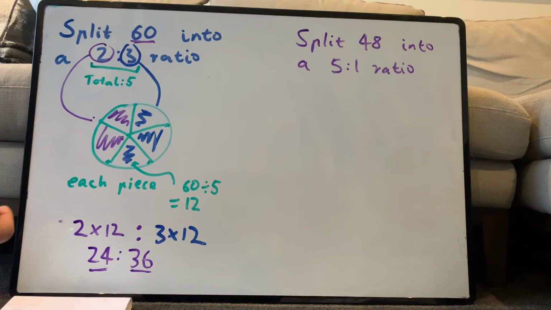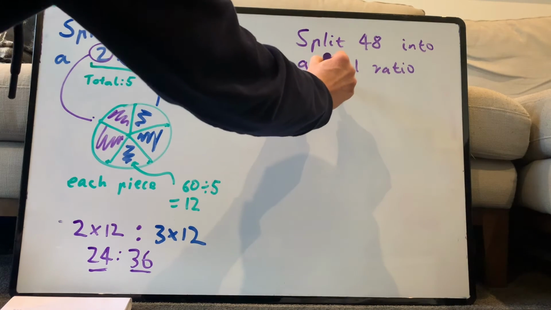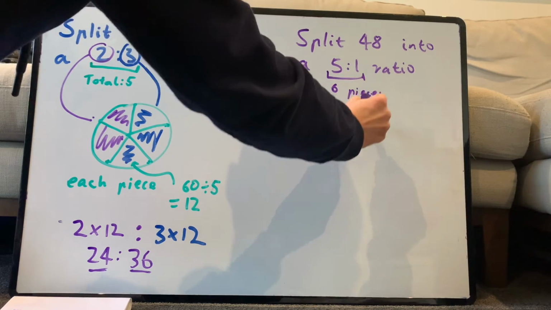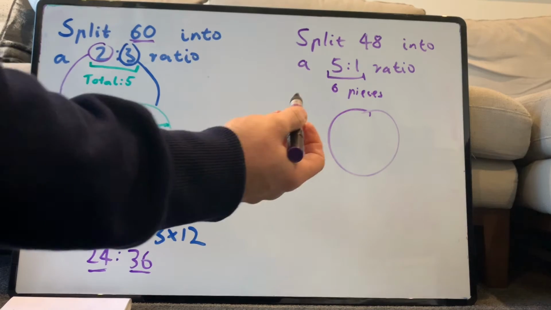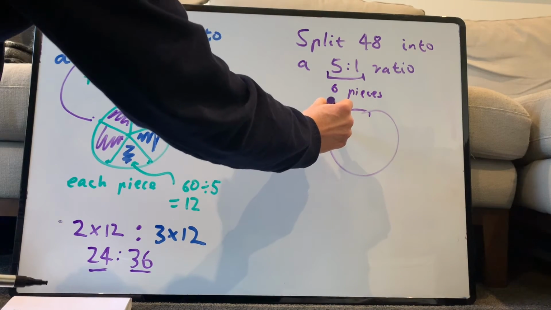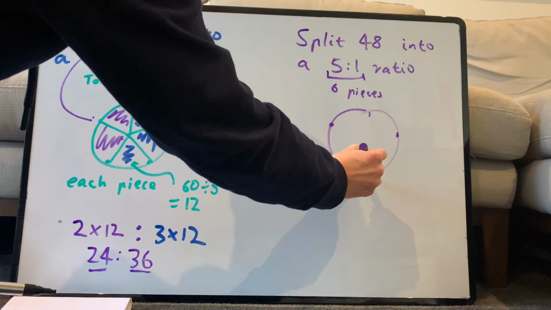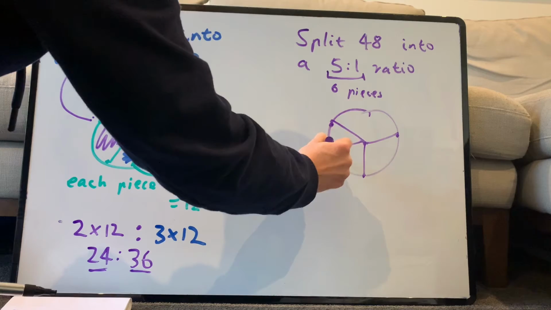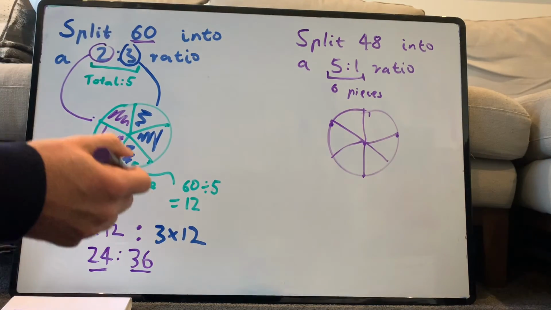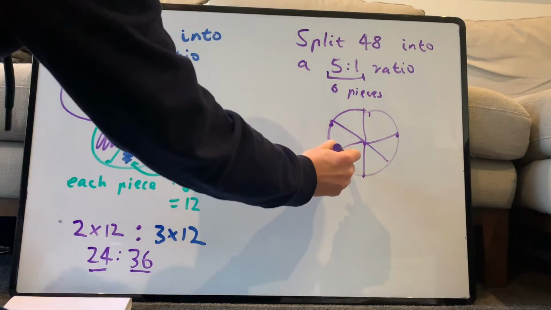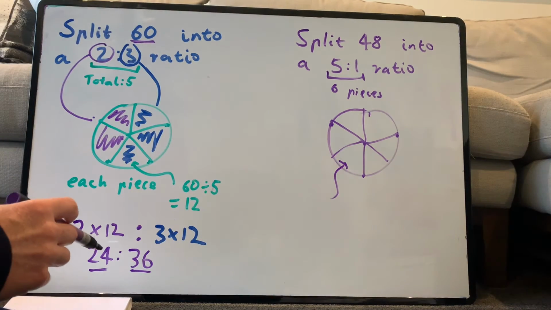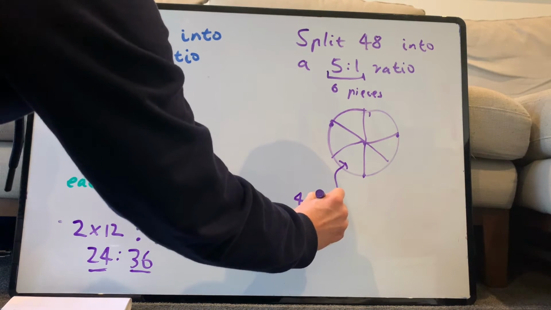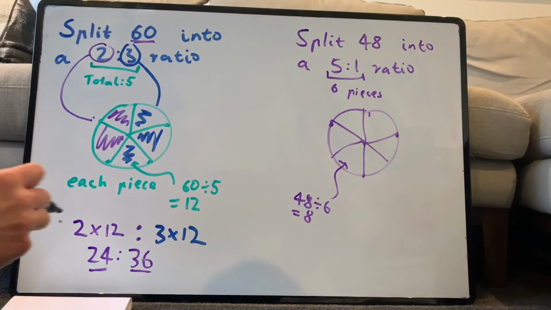Let's have a look at this next example, the purple example. How many pieces in total? 6 pieces. Draw up a circle. I'm going to split it into 6. How are we going to do that? Well, you can have 3 pieces. Doesn't have to be perfect. Each of these pieces we can split into 2 and then we've got 6. Each piece, well, there's 48 in total and we're dividing it by 6. So it's 8.